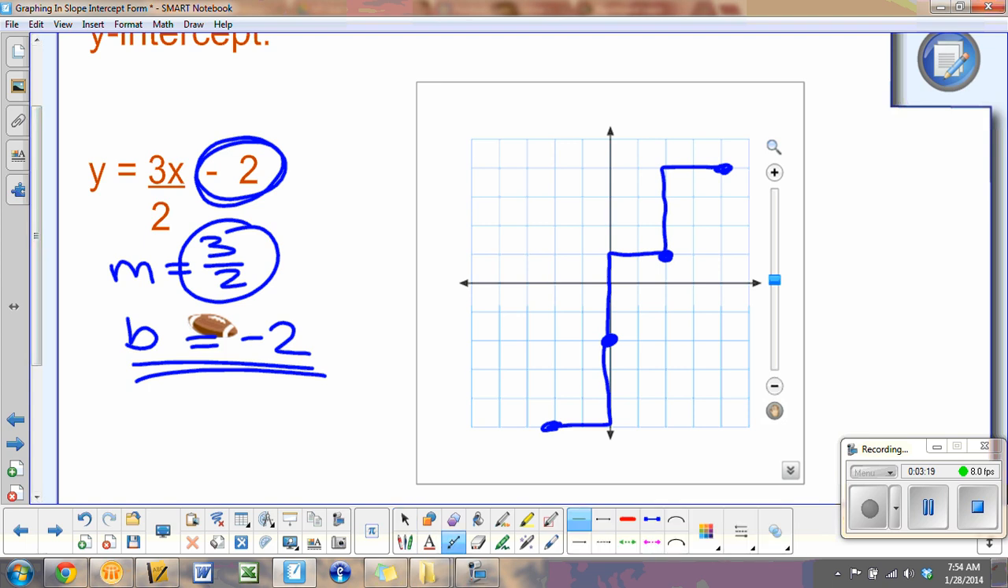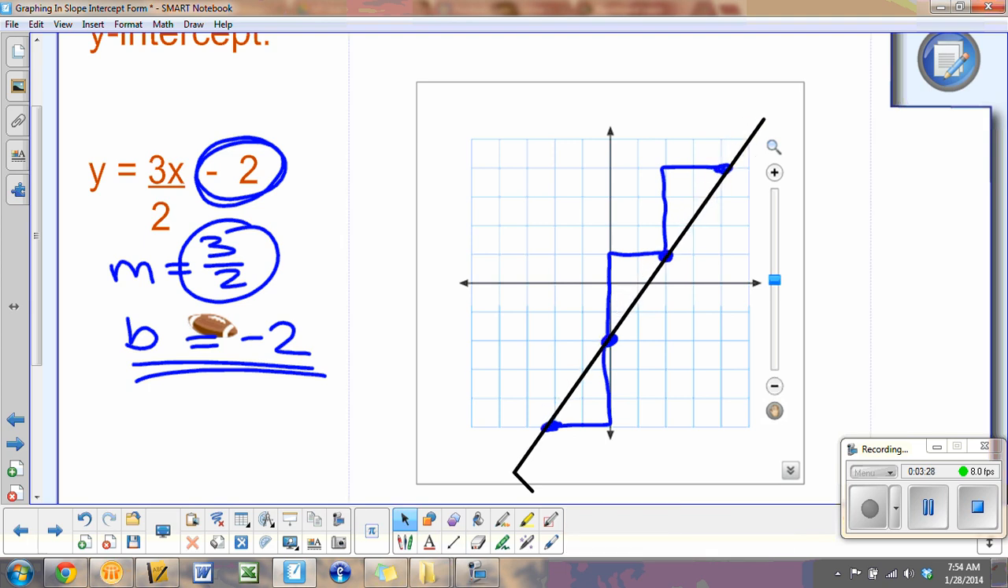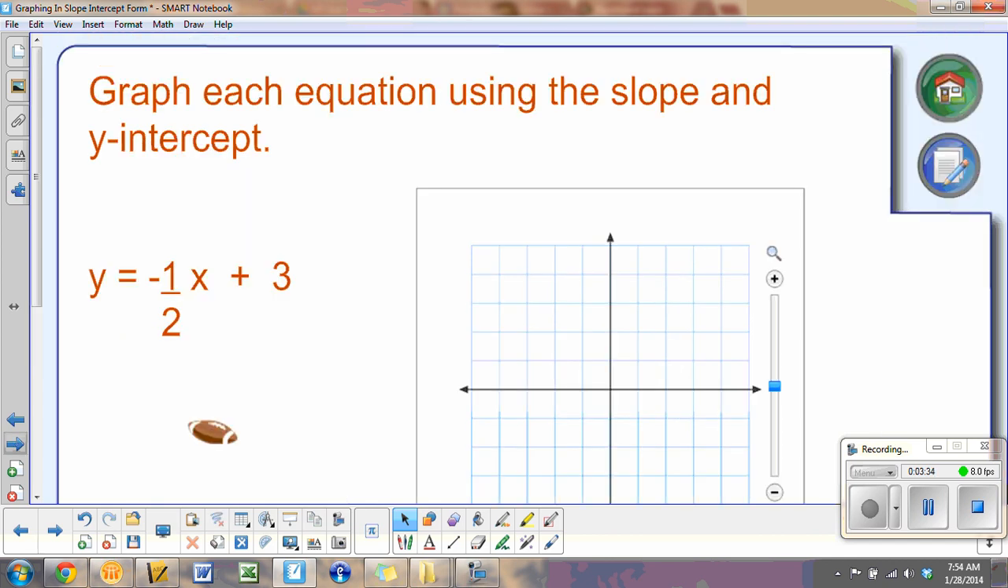You do need to have at least 3 points when you're making a line. 2 is just not quite enough to make sure you've done your line straight. So you want to make sure that you do 3. That way you know you've got a straight line. Okay? And this one, if you want to go ahead and pause the video, you can try this one yourself.